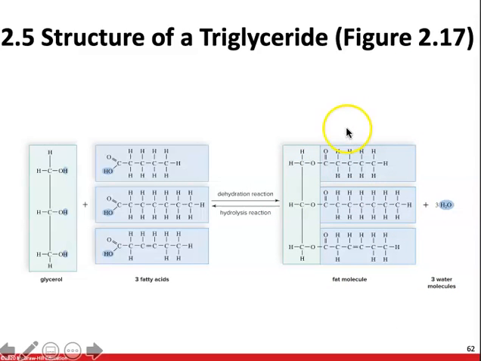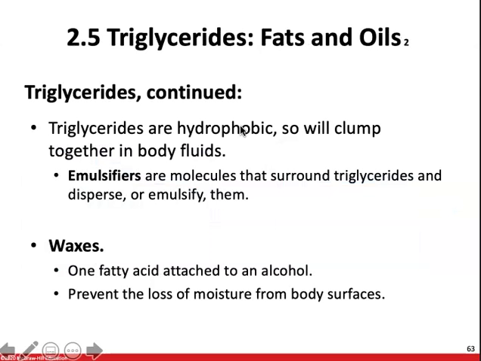If we then want to break down this fat molecule, we're going to have to do this with a hydrolysis reaction. It's going to require 3 water molecules in order to break each one of those fatty acid tails off of that glycerol. So, as I stated, triglycerides are hydrophobic. They tend to clump together in body fluids. Emulsifiers are molecules that surround triglycerides and disperse or emulsify them. This is going to become important in our later chapter when we talk about digestion. This is going to allow enzymes to fully break down the triglycerides by emulsifying them in our digestive juices.